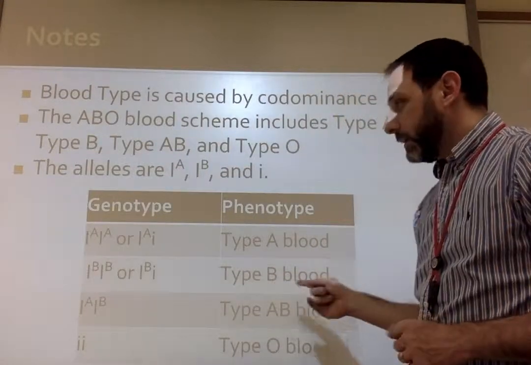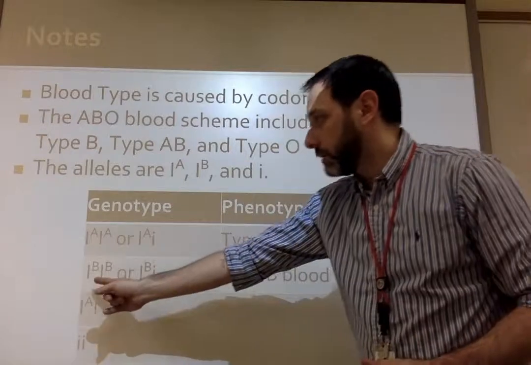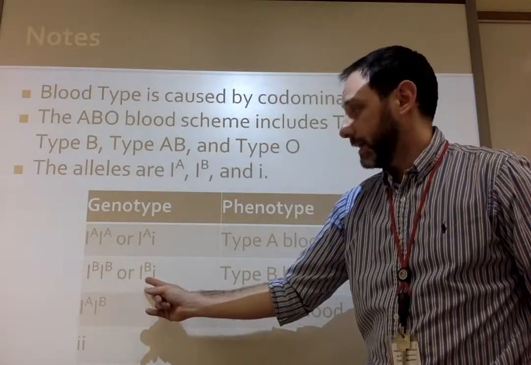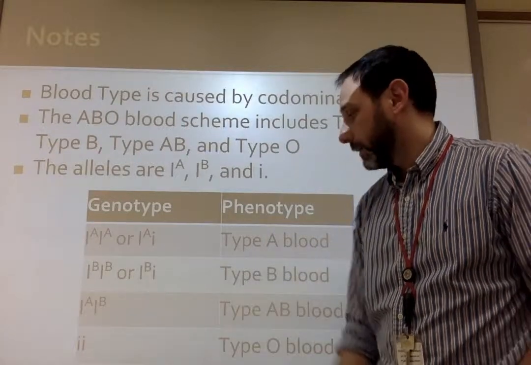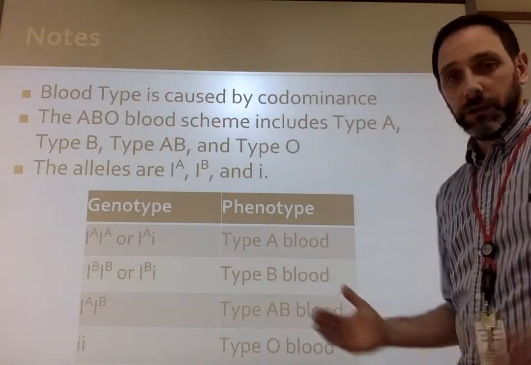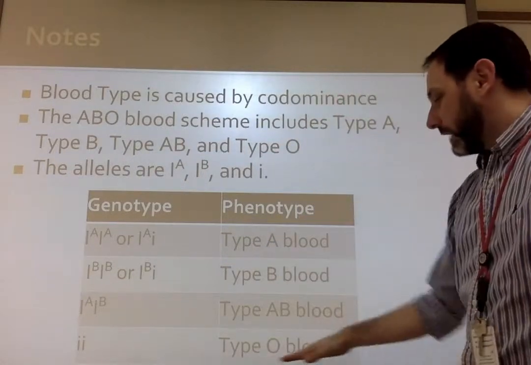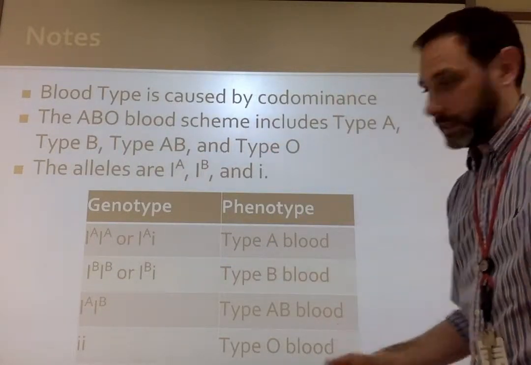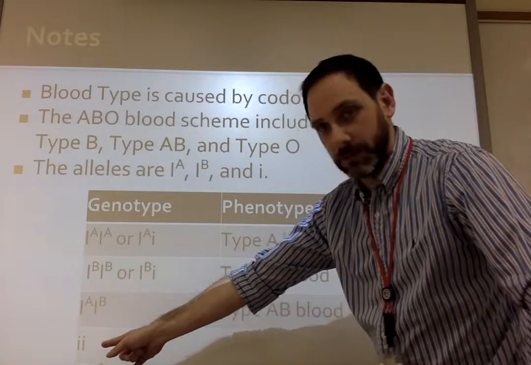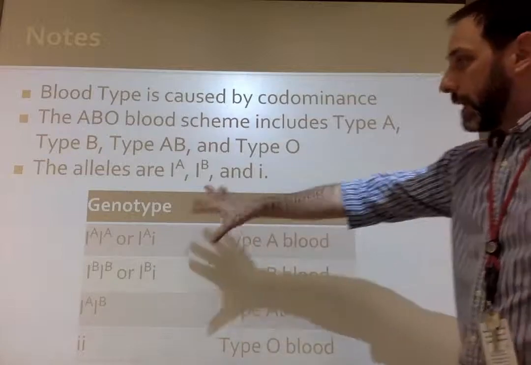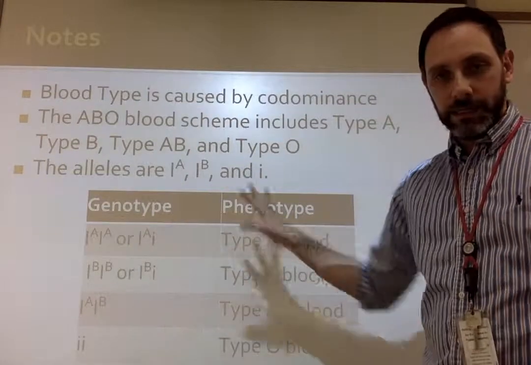If you're type B, there's two options. You could be homozygous dominant, IB, or heterozygous, IB lowercase i. For type AB, there's only one possibility. You're IAIB. And for type O, there's only one possibility. You're homozygous recessive, so lowercase i. So you do need to remember this, and you might want to memorize this table.